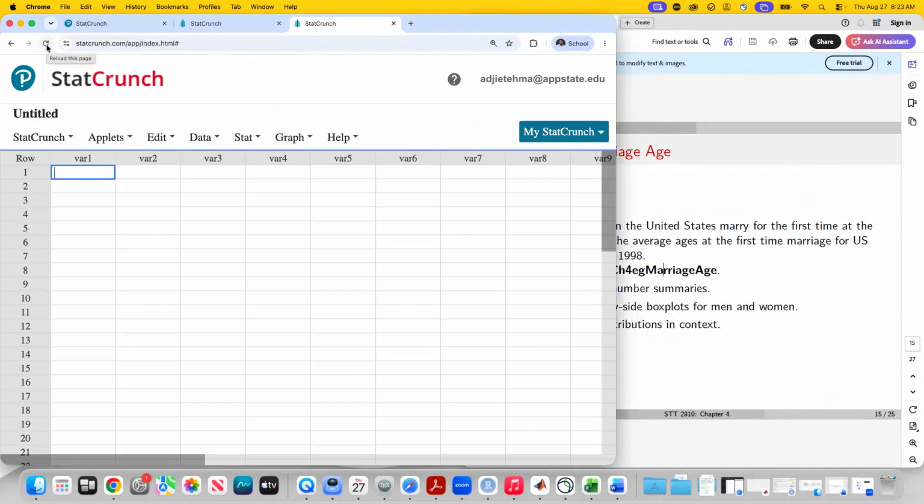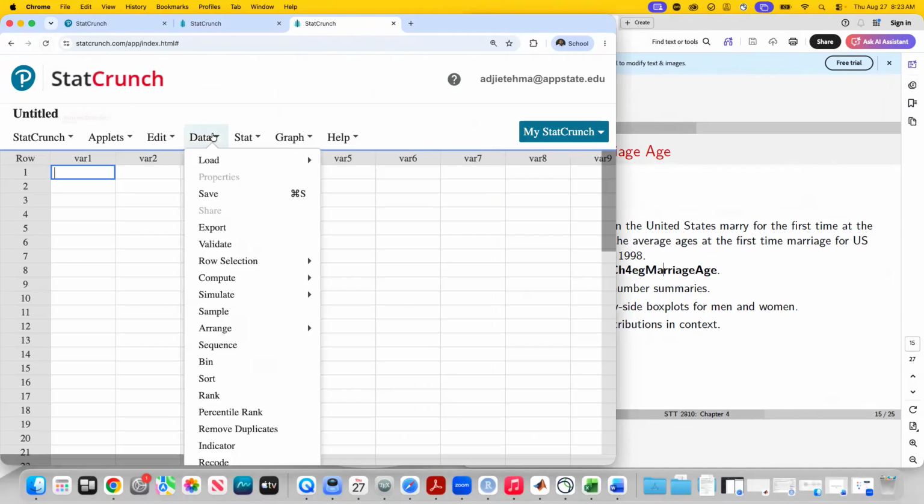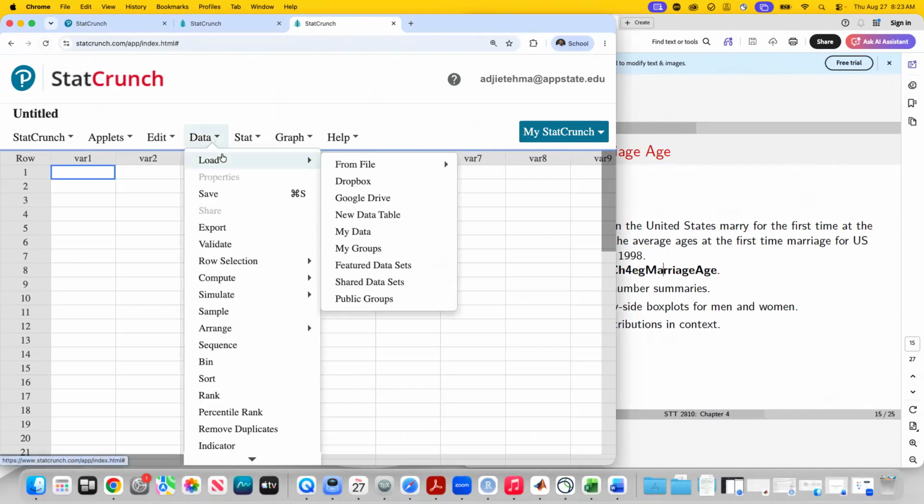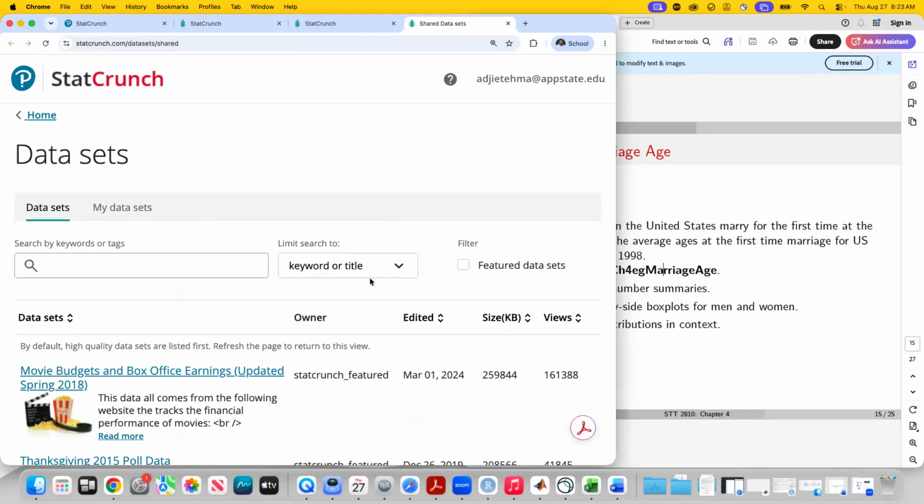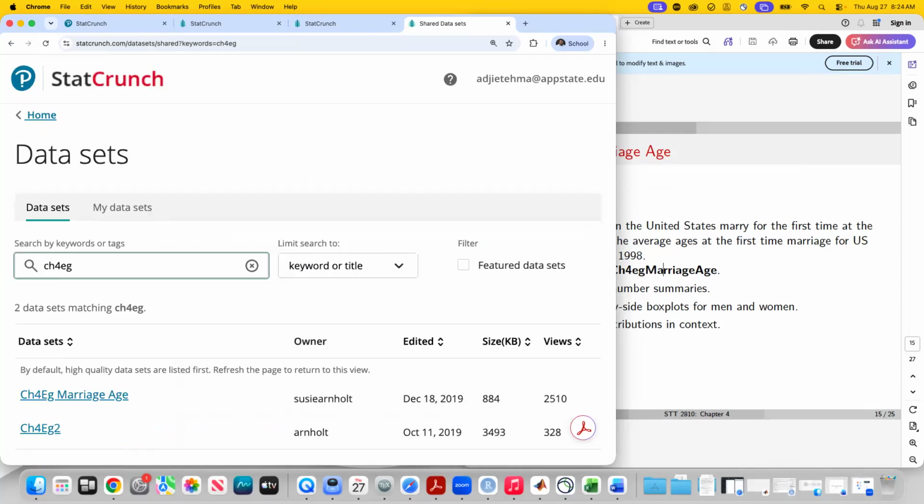To do that, we go to data, then load, then shared data sets. And then we have this. Go to data, load, then shared data set, and then type in the name of the data. So it is CH4EG. And so this is the data set.